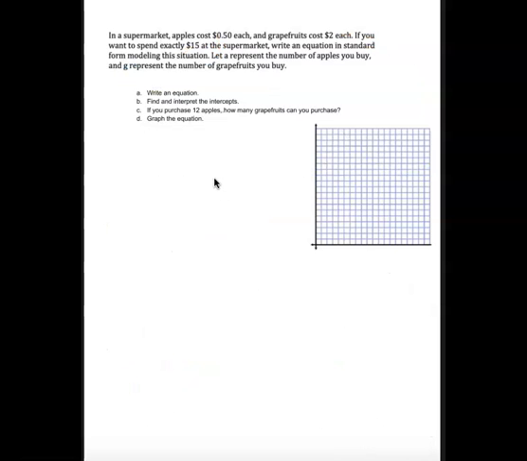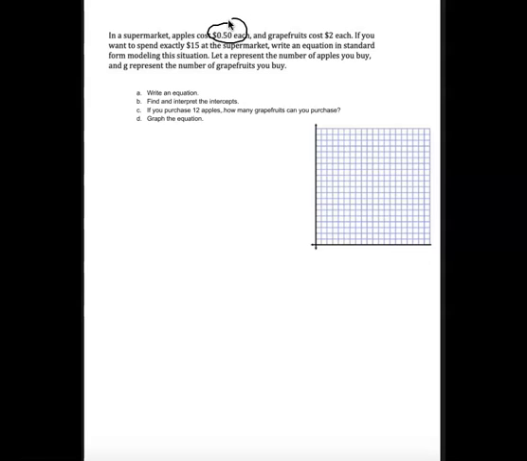One more example. In a supermarket, apples cost 50 cents each. Grapefruits cost $2 each. If you want to spend exactly $15 at the supermarket, write an equation in standard form. I would not say that, okay? I would just say you want to spend exactly $15 at the supermarket, and write an equation. It says let A represent the number of apples you buy, and let G represent the number of grapefruits. I like that.